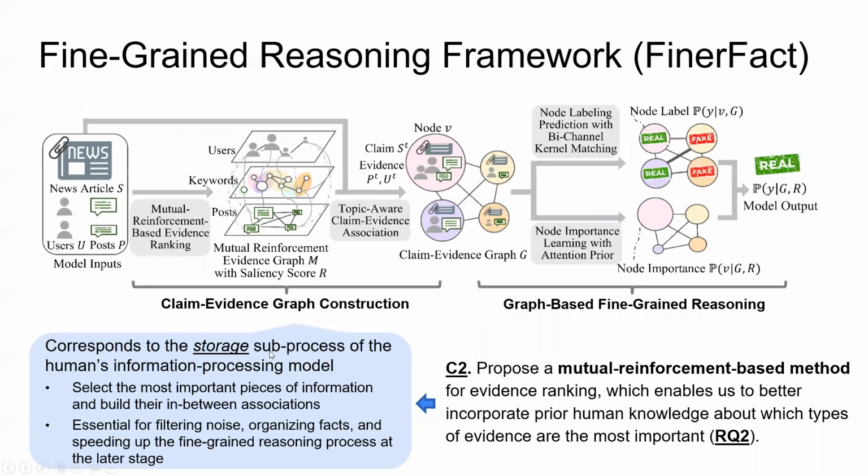So the first part corresponds to our second contribution. This part enables us to better incorporate prior human knowledge about which type of evidence are most important. And also by selecting those important information, we can actually filter a lot of noise from the propagation network, so that we can focus on more important information instead of all information.